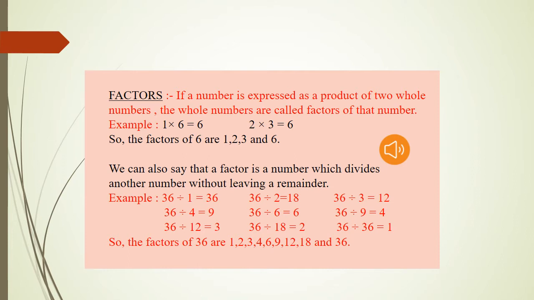Suppose we have 36 divided by 1 is equal to 36, 36 divided by 2 is equal to 18, 36 divided by 3 is equal to 12, 36 divided by 4 is equal to 9, 36 divided by 6 is equal to 6, 36 divided by 9 is equal to 4, 36 divided by 12 is equal to 3, 36 divided by 18 is equal to 2, 36 divided by 36 is equal to 1. So the factors of 36 are 1, 2, 3, 4, 6, 9, 12, 18 and 36.